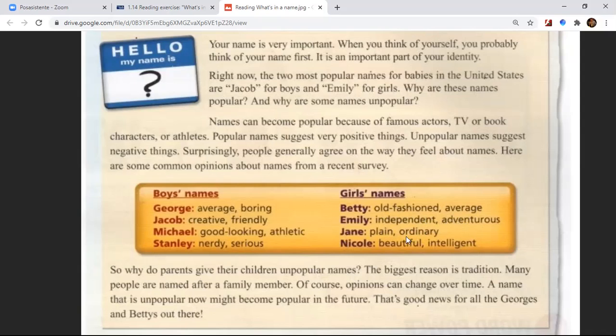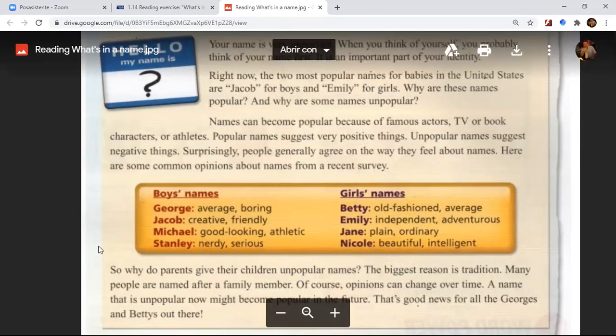Ordinary, right? Ordinaria. And Nicole. Nicole, beautiful and intelligent. So why do parents give their children unpopular names? The biggest reason is tradition. ¿Por qué algunos niños se llaman Hermenegildo, Casildo, Petronilo, right? The reason is the tradition. Como el abuelo así se llamaba, así le pusieron el cipote, right? So many people are named after a family member.